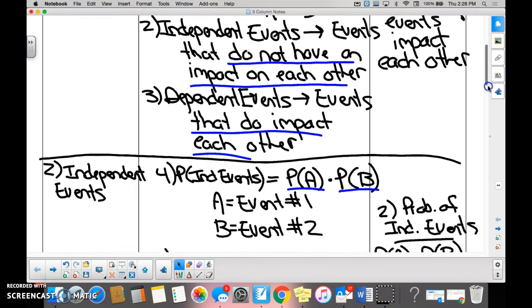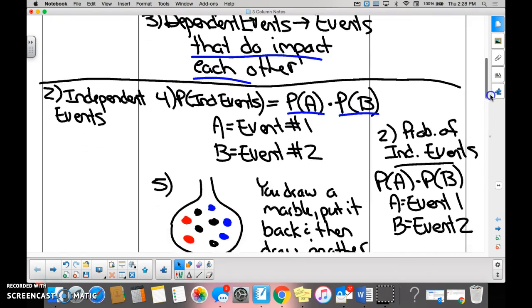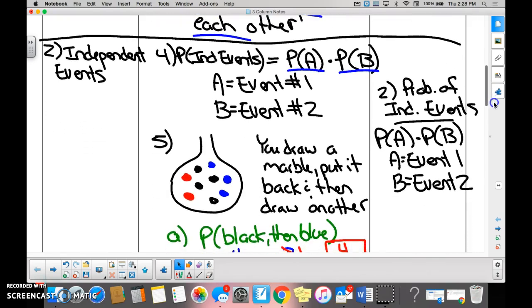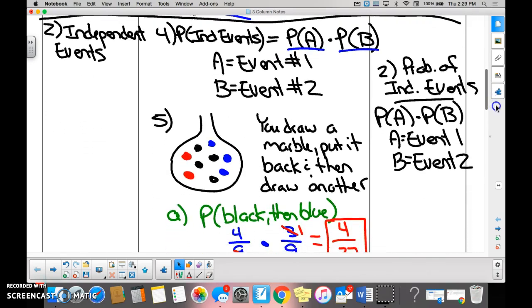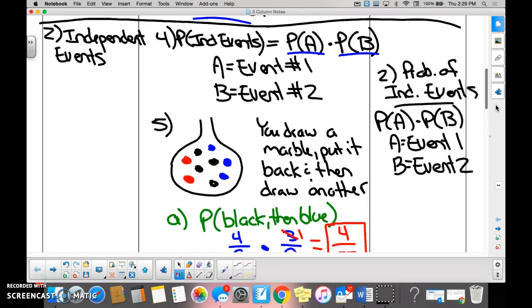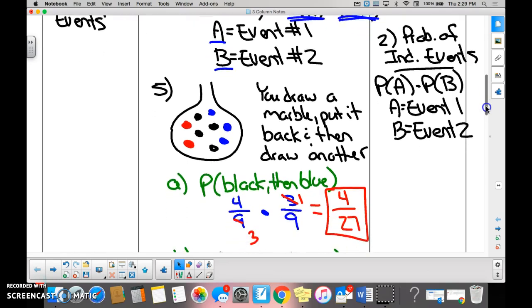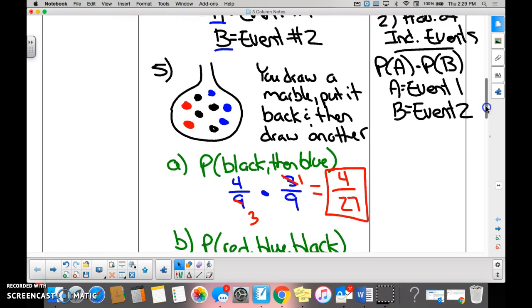All right, so there's a formula you need to know for independent events. I would argue that independent events are more vital for you to understand than dependent. Probability of A times the probability of B is all you need to remember. A would be your first event, B would be your second event. Here's your example. We have a bag of marbles. We have 3 black marbles, 2 red marbles, and 3 blue marbles.